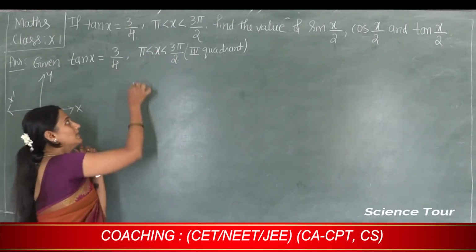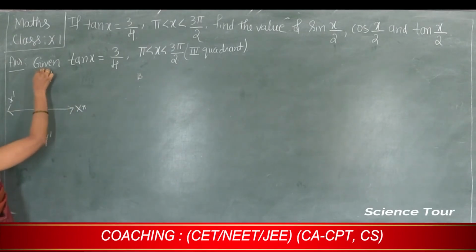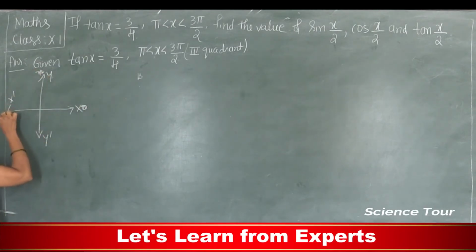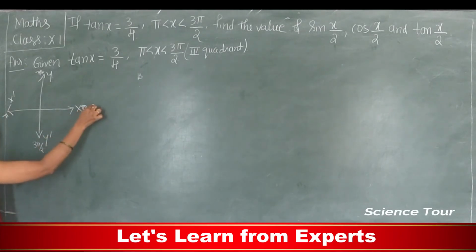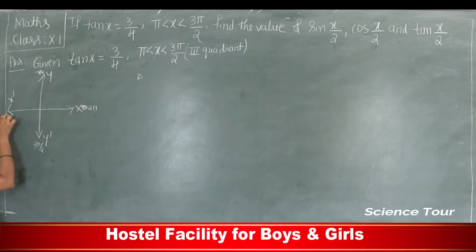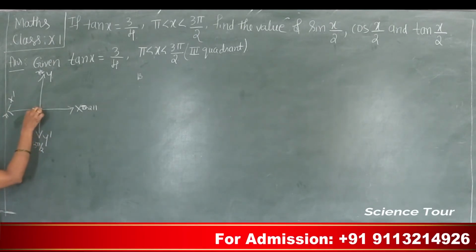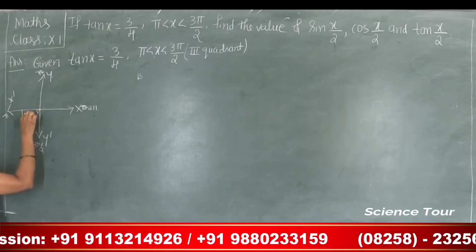Understood? Now this pi is 180. See, this is 0, pi by 2, this is pi, this is 3 pi by 2 and this one is 2 pi. And x lies between pi and 3 pi by 2. Pi and 3 pi by 2 means x is here. So in this, draw the triangle. So your triangle is like this. So this angle is x.